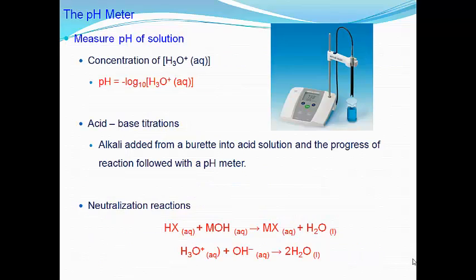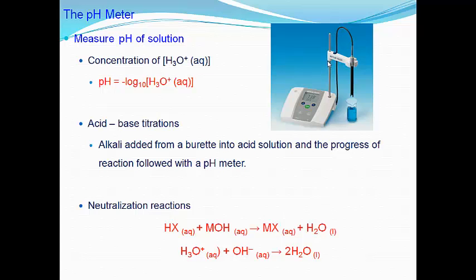solution. Here we have a picture of a pH meter, one that is used in many acid-base titrations. A typical acid-base titration involves adding an alkali to a burette and determining the pH over the progress of the reaction, and at the neutralization point determining the volume of reactants, and ultimately one can calculate the concentration of an unknown solution.